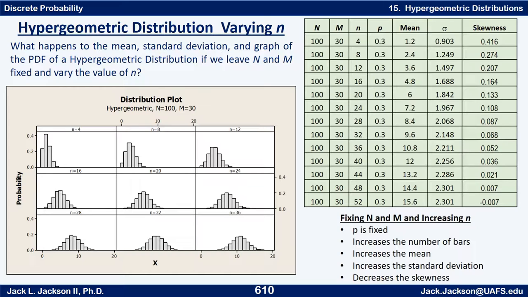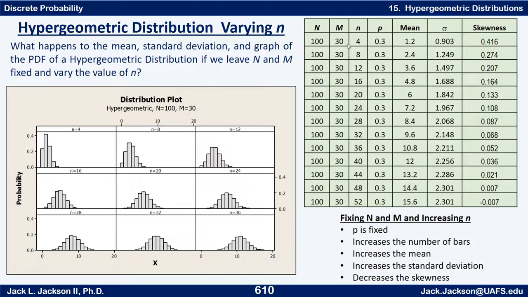But what I'm doing is I'm letting n go up, 4, 8, 12, and so forth, up to 52. And we see the mean, standard deviation, and skewness computed here, and a few graphs of some of these. We can see a few things happen. First, the most obvious thing is, if you increase the sample size, you increase the number of bars in the histogram. That's going to be true for a binomial or a hypergeometric, because you have one bar for every value of x, and you have x values going from 0 up to n. So you always have n plus 1 bars.